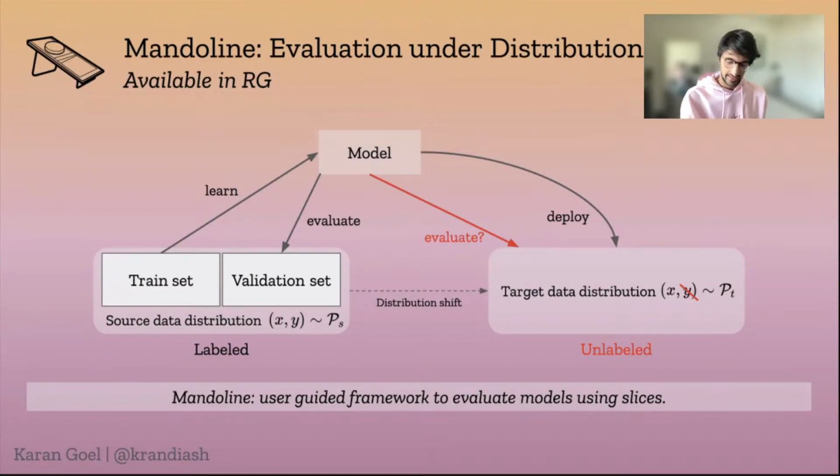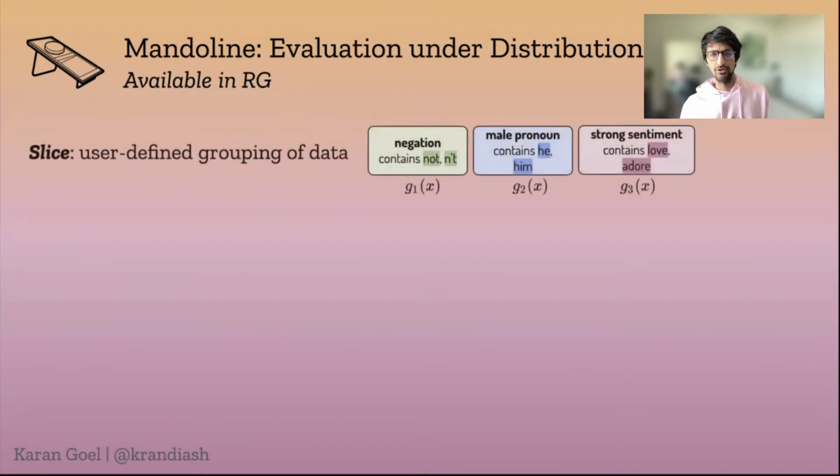So in the previous section, I talked about Robustness Gym and how you can filter data to look at performance on small subpopulations or small slices of data. And so Mandoline is trying to take this information and actually use it to monitor your model as well. So a slice here, just to give you more grounding, is just a user-defined grouping of data, so a filter.